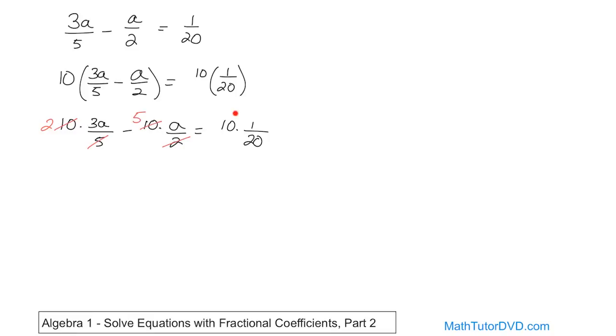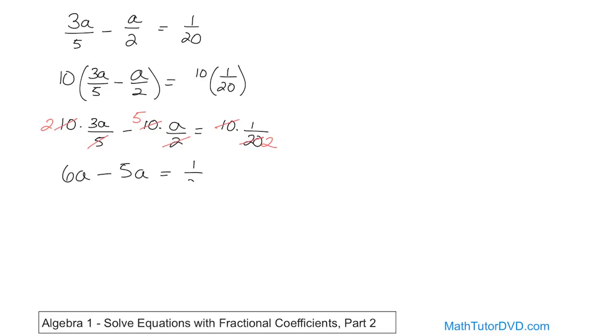And then we look over here. Here we have a 10 and a 20, so we can divide top and bottom by 10. 10 divided by 10 is 1. 20 divided by 10 is 2. This is all fraction simplification. We've been doing this kind of stuff a long time. And now what we have left is 2 times 3a, which gives us 6a, minus 5 times a, which is just 5a, equals 1/2 left over.